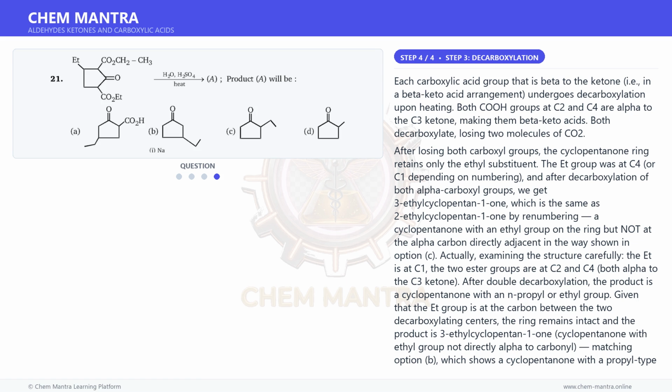After losing both carboxyl groups, the cyclopentanone ring retains only the ethyl substituent. The Et group was at C4 or C1 depending on numbering, and after decarboxylation of both alpha-carboxyl groups, we get 3-ethylcyclopentan-1-one, which is the same as 2-ethylcyclopentan-1-one by renumbering, a cyclopentanone with an ethyl group on the ring but not at the alpha carbon directly adjacent in the way shown in option C.